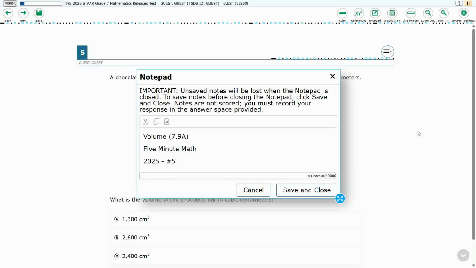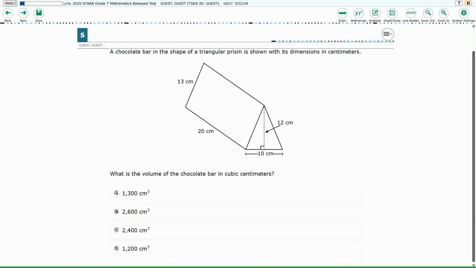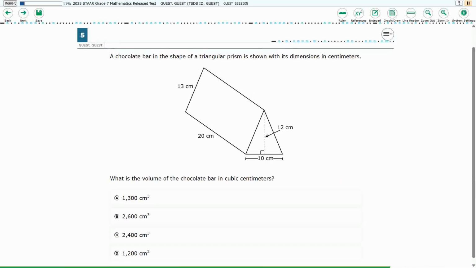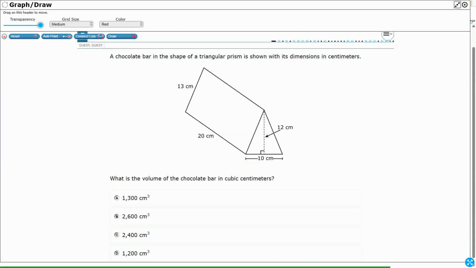Today we are looking at the 7th grade concept of volume. This is standard 7.9a in the great state of Texas, and we are using item number 5 of the 2025 released STAAR test. If you haven't done so already, please go ahead and take a moment to pause the video, work this problem out on your own, unpause it, and we will look at our answers together.